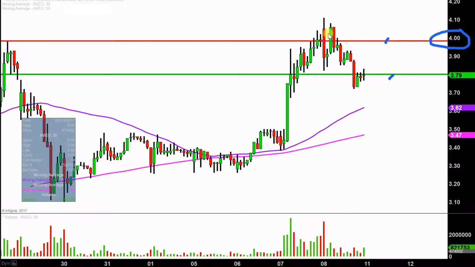What is a true break? Quickly, a true break has two parts. The first part is that obvious one. Well, yeah, price has to break above a certain level. In this case, $4. But the next part is, can the price maintain above it?